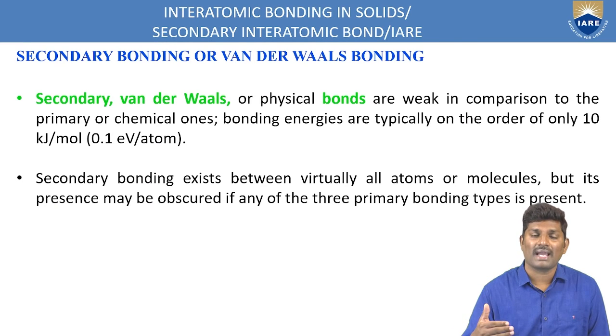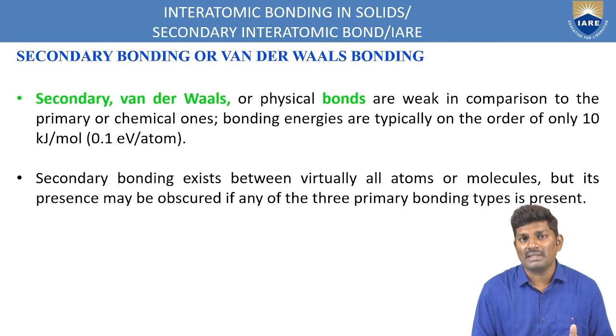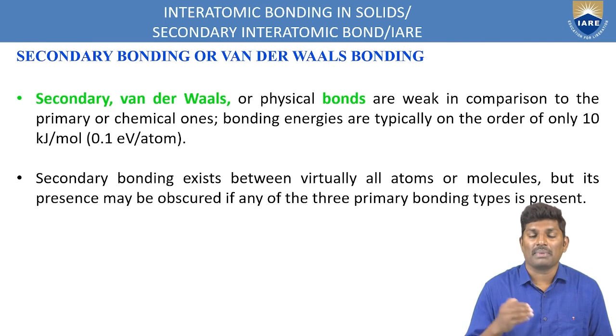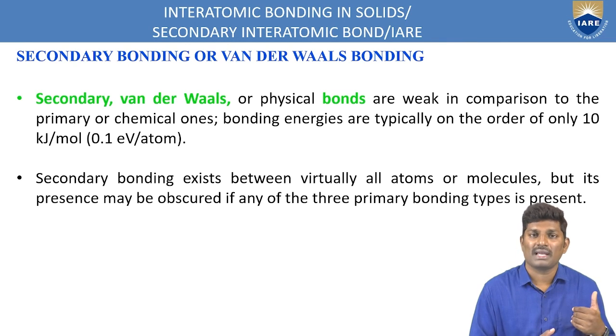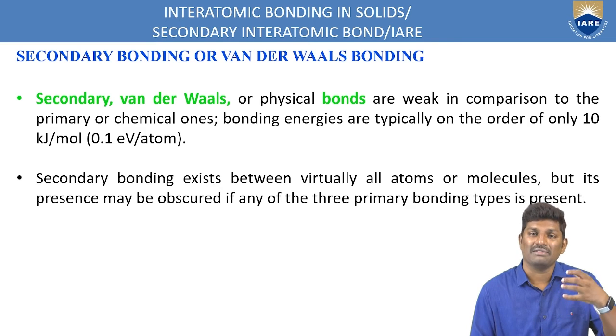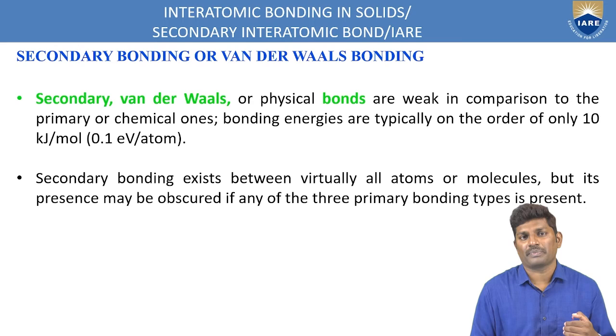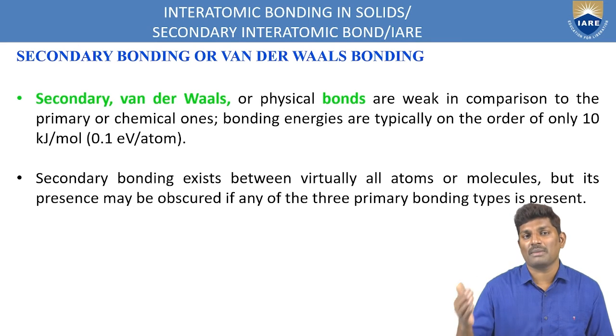Next, the second category is secondary bonding, or van der Waals bonding. When you compare secondary bonding with primary, the bonding between the elements is much weaker. How do you decide that secondary is weaker? Because the bonding energies in secondary bonding are very low when compared with the primary.